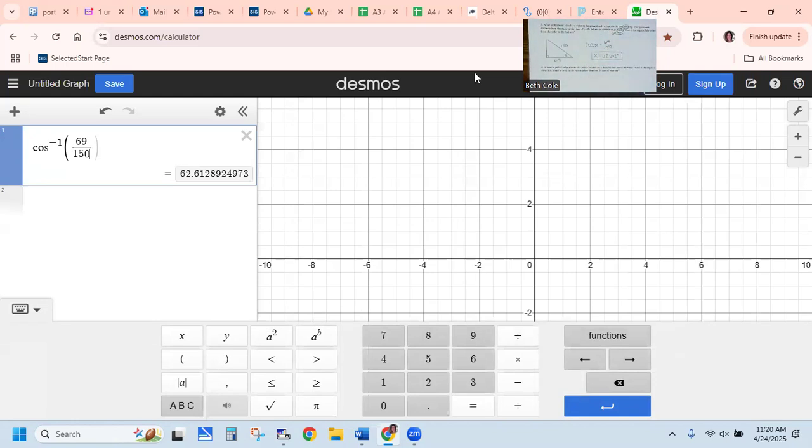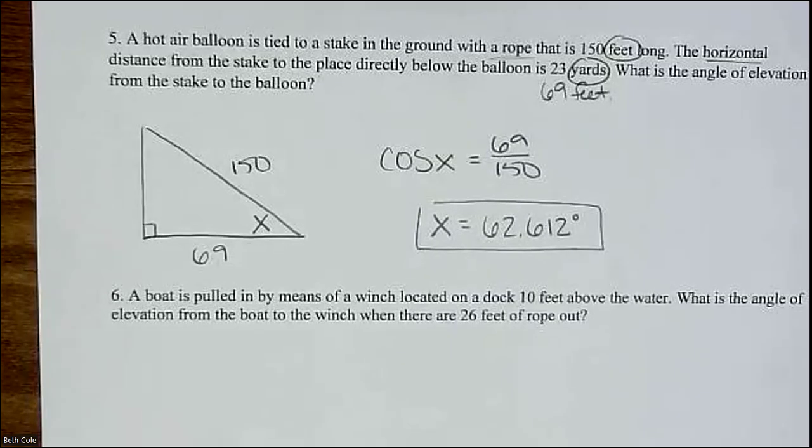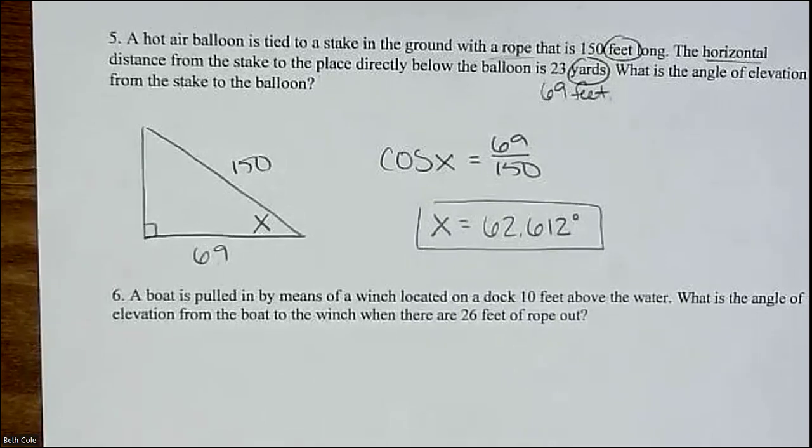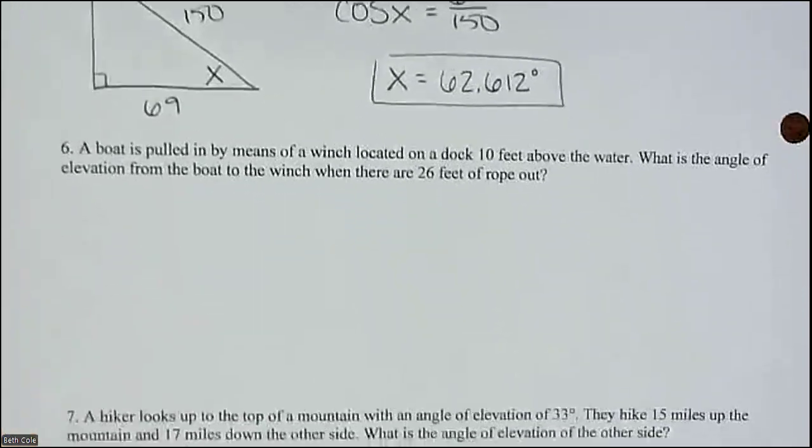Can you see past me? 62.612. I know I like to show you the calculator, but I know it shows up small. Try to zoom in on the calculator before too, and it doesn't really work. So let's try and say it verbally for everybody.